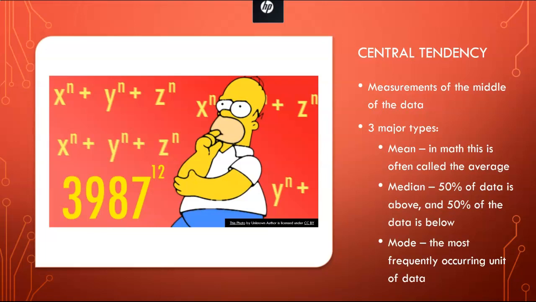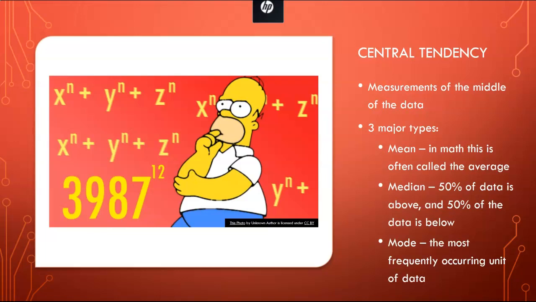So central tendency is really just a way of asking the question, where is the middle of the data? There are three different ways to answer this question. Depending on the exact scenario you are measuring, one of them may be more valid than the others. Mean is what teenagers tend to call the average. It's measured by adding up all the data points and then dividing by the total number of data points.